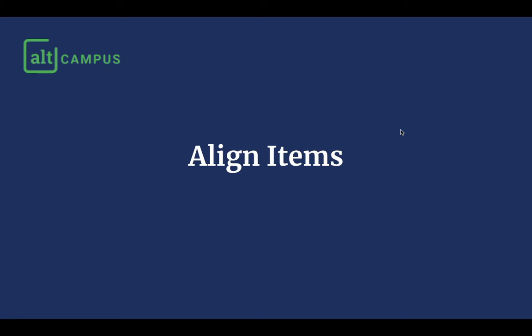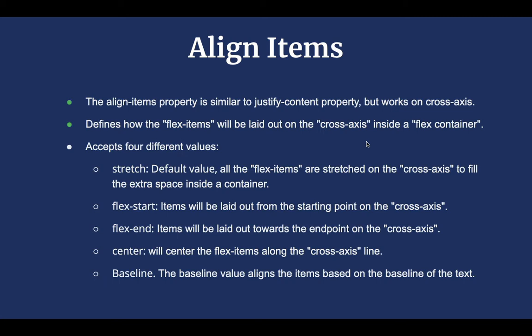In the last video, we have seen the justify content property, which works on the main axis. There is another property for the flex container, that is align items. The align items property is similar to the justify content property. The only difference is that the align items property works on the cross axis. It defines how the flex items will be laid out on the cross axis inside a flex container. And the values it accepts are stretch, flex start, flex end, center, and baseline.